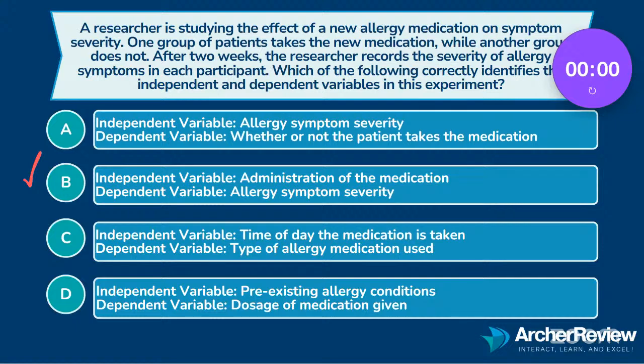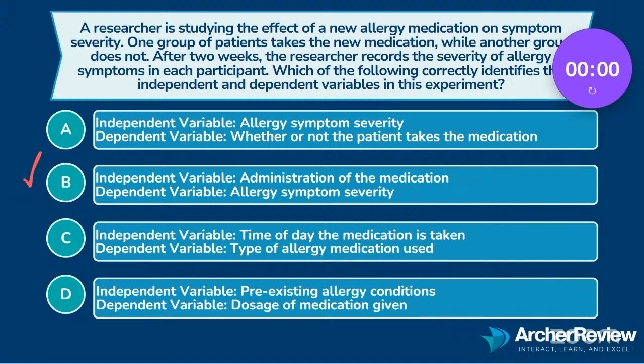And that's one way to figure out which is which. The allergy symptoms severity depends on whether they have a response to the medication that was administered. Breaking down the others is a little hard because that's pretty straightforward, but let's try it. A, independent variable, allergy symptom severity, dependent variable, whether or not the patient takes the medication. Ultimately, you could reverse that and say, independent variable, taking the medication, dependent variable, allergy symptoms, and that would make that accurate. Let's take a look at C.